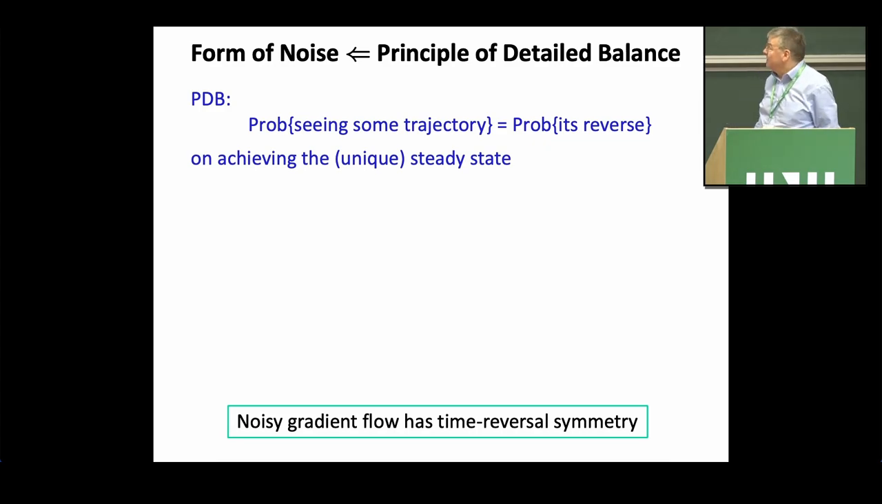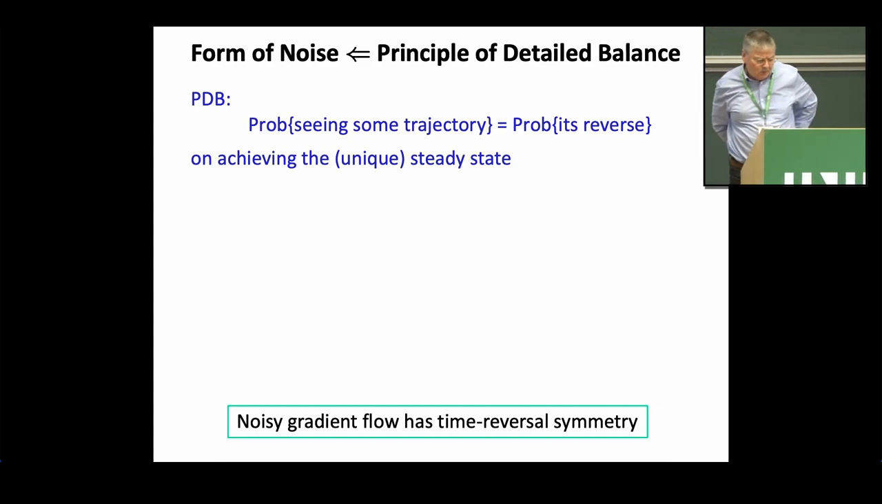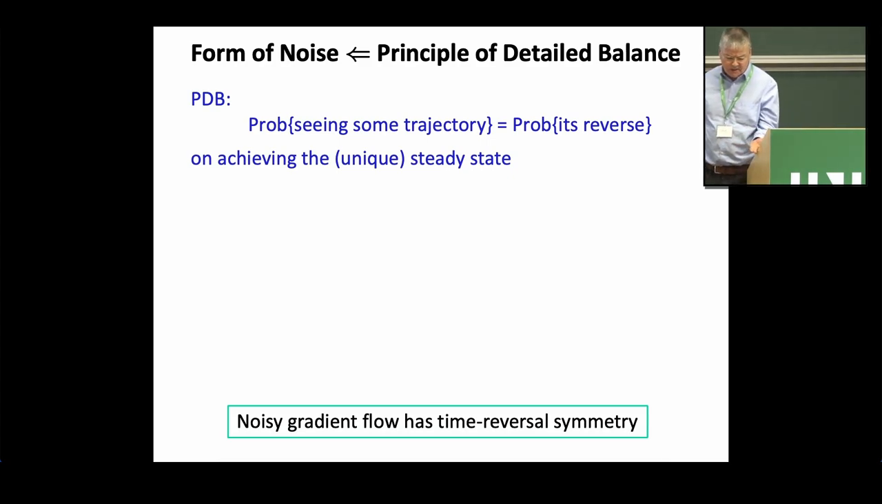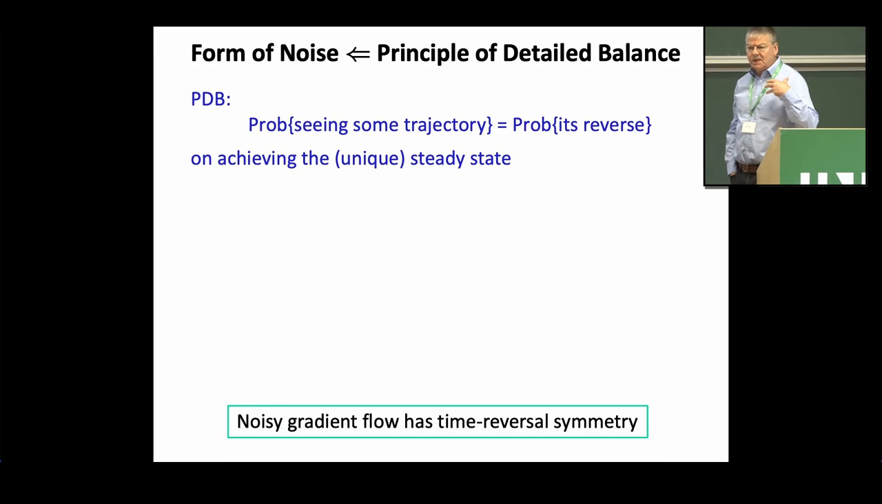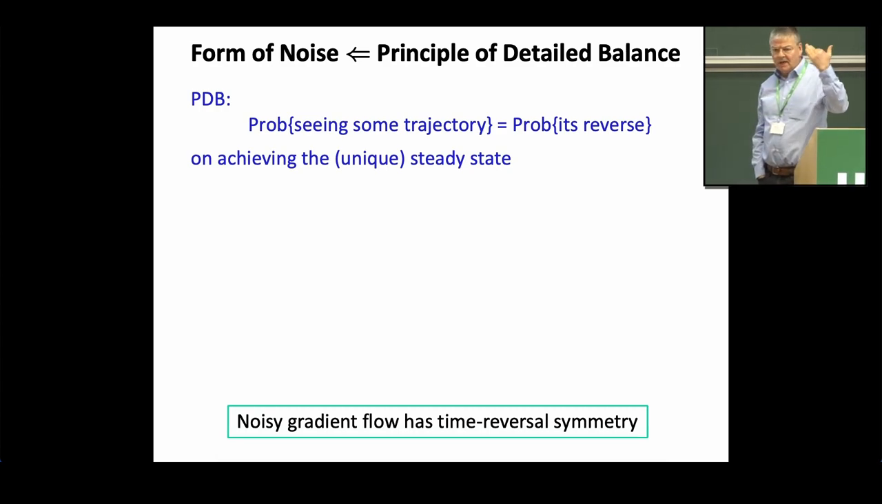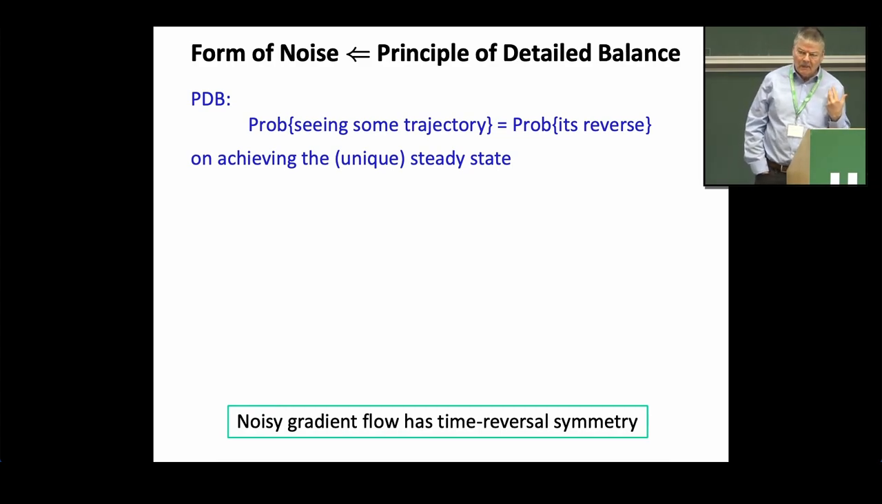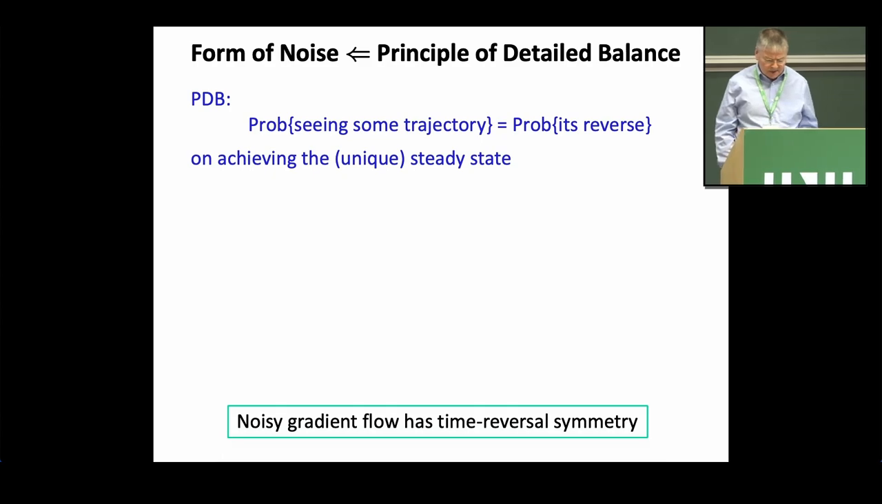The form of that noise is fixed in systems with thermal equilibrium by something called the principle of detailed balance, which came up in Sriram's talk as a statement of time reversal symmetry. What happens is when the system reaches an equilibrium state, so a state given by the Boltzmann distribution, the probability of seeing some time evolution under this combination of gradient flow and noise is exactly the same as the probability of seeing that trajectory in reverse once you've reached the steady state.